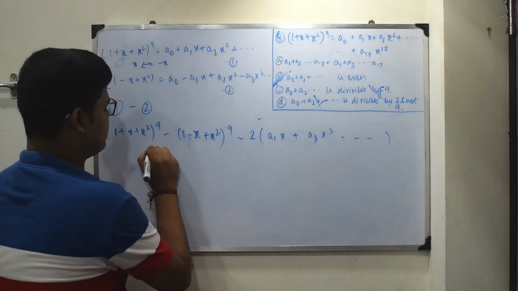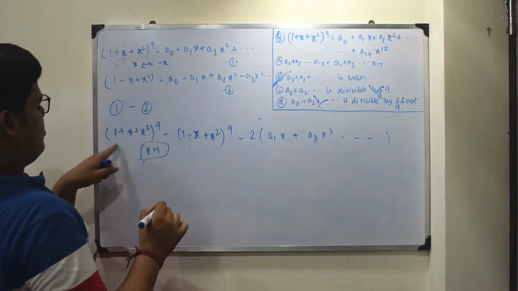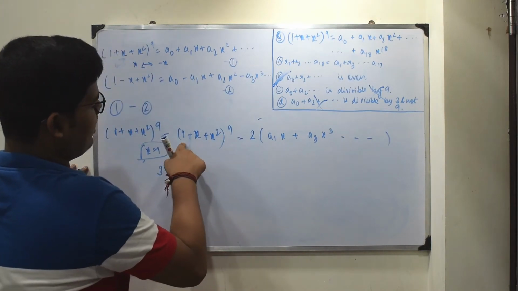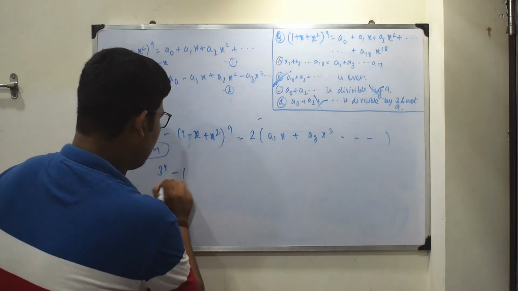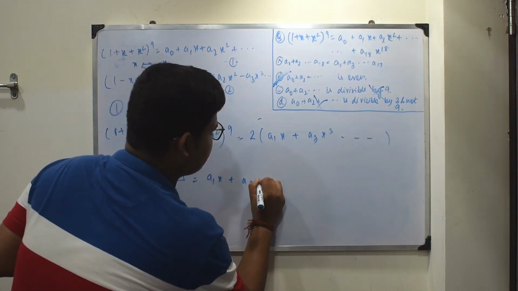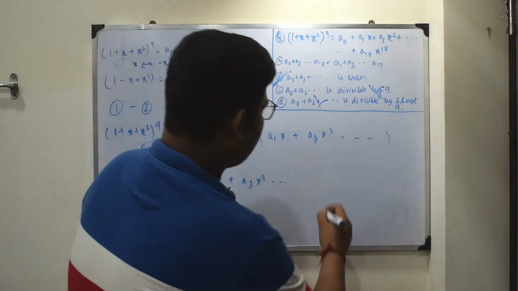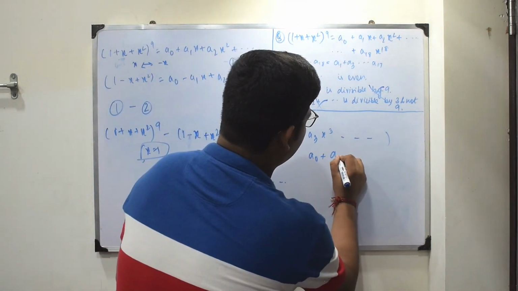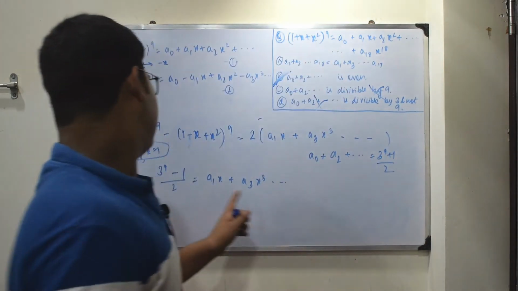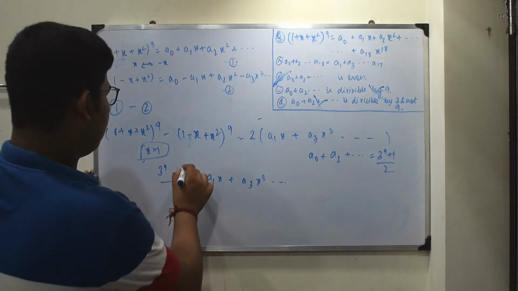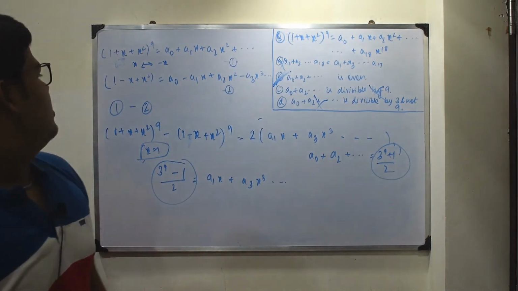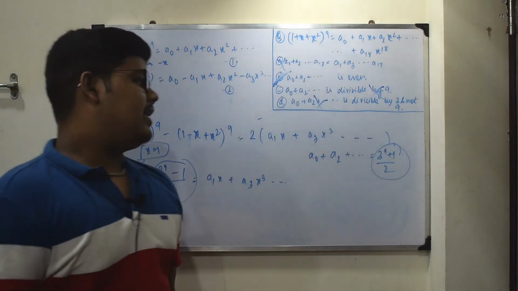Okay, take x equals to 1. Substitute 1 plus 1 plus 1, 3 to the power 9 minus 1 minus 1 is 0 and 1, that is 1, upon 2 is a1x plus a3x cube dot dot dot. We have seen a naught plus a2 plus dot dot dot was 3 to the power 9 plus 1 upon 2, and this is 3 to the power 9 minus 1 upon 2. These are completely different values, so this is also a wrong answer. So note this down somewhere and let's go to the next question.